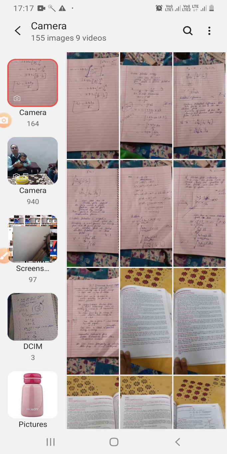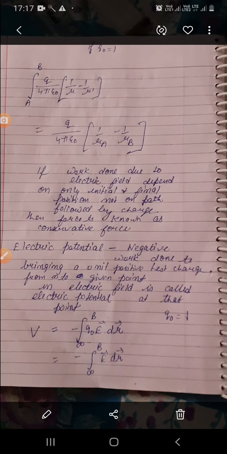Next topic is, then total work done will be limit a to b, q upon 4 pi epsilon naught, 1 upon r minus 1 upon r dash. So basically the initial position was at a, so instead of r here it will be ra, and the final position at b, so instead of r dash it will be rb. So here work done is equal to q into 4 pi epsilon naught 1 upon ra minus 1 upon rb. So here we are seeing that work done due to electric field depends only on the initial and final position of the test charge. That's why electrostatic force is known as a conservative force.